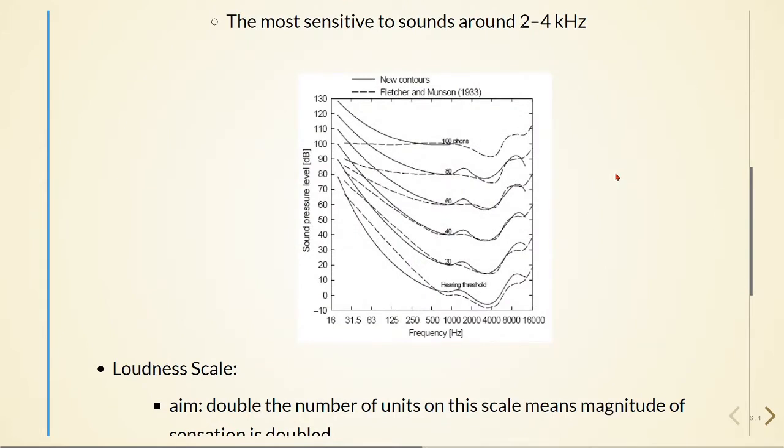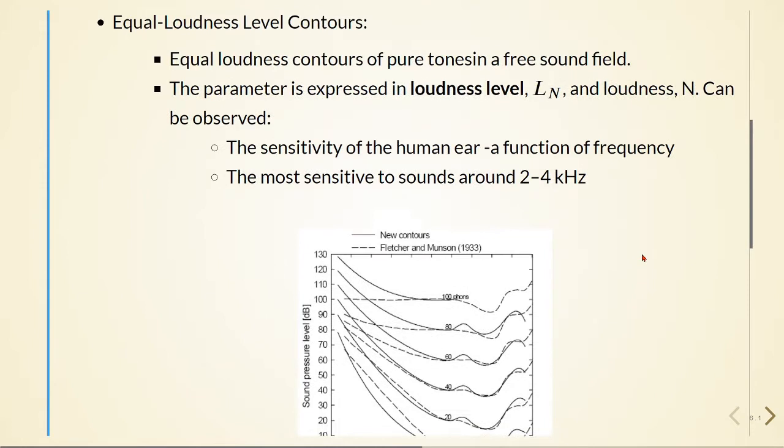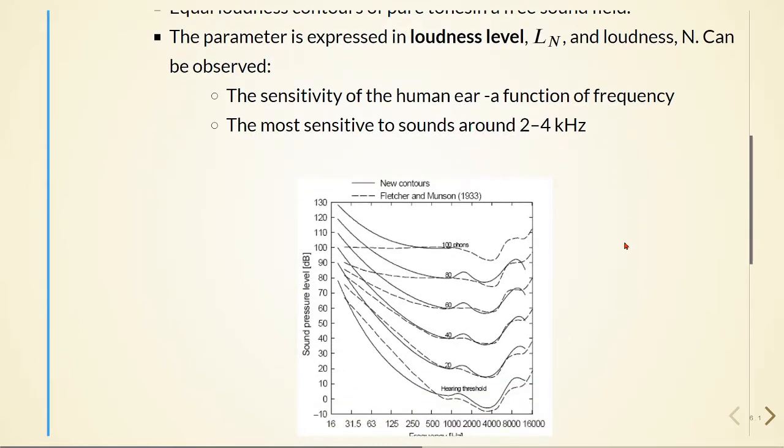Here we have a picture that represents the family of loudness curves of pure tones in a free sound field, which are standardized. They show dependencies of sound pressure on frequency with fixed sound loudness level. So in other words, we can determine the loudness level of a pure tone if we know frequency and sound pressure. So the equal loudness level contours are given here. So the equal loudness contour of a pure tone in free sound field. So the parameter is expressed in loudness level Ln and loudness N.